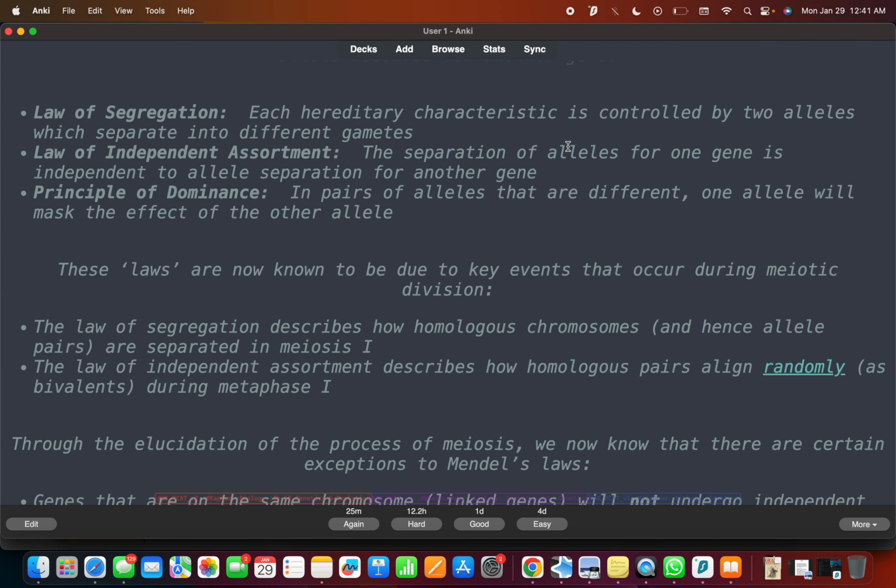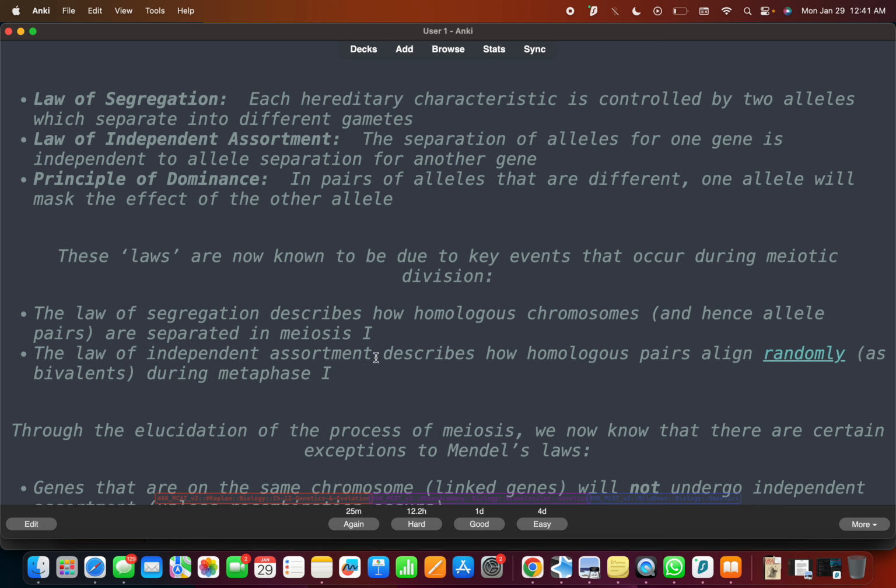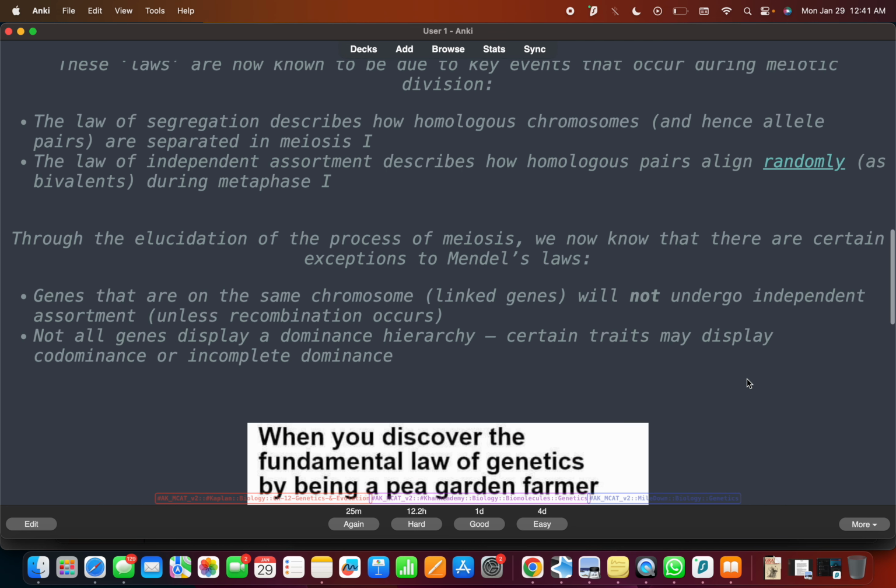These laws are known to be due to key events that occur during meiotic division. The law of segregation should happen in prophase 1, right? It describes how homologous chromosomes and hence allele pairs are separated in meiosis 1. The law of independent assortment describes how homologous pairs align randomly as bivalents during metaphase 1. So that's prophase 1 for segregation. And the homologous pairs align randomly as bivalents. So randomly independent assortment, and that's during metaphase 1, where they meet in the middle.